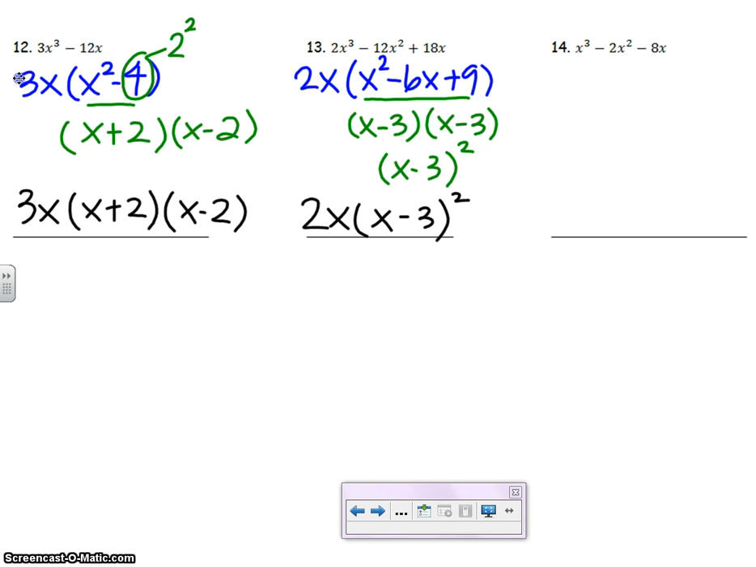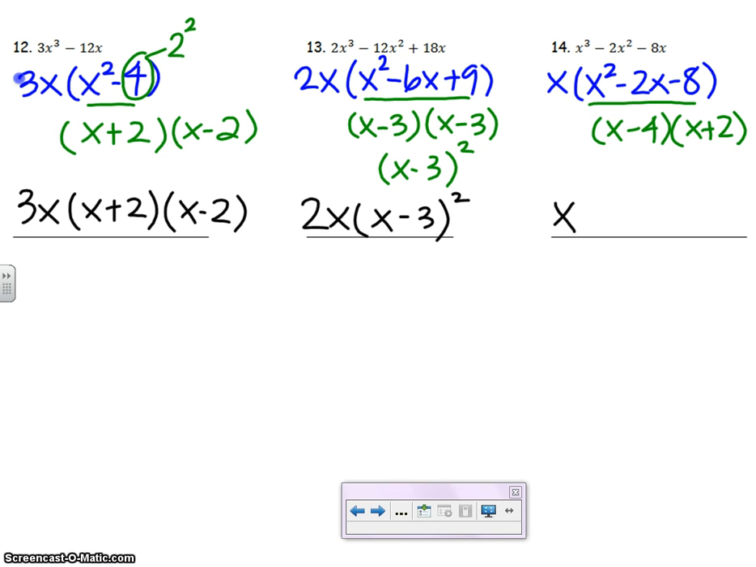Number 14, the last: x to the third minus 2x squared minus 8x. The only thing that all three have in common is the x, so we factor out our GCF and we're left with x squared minus 2x minus 8. Can we still factor? Can we find factors of negative 8 that add up to be negative 2? Yes, we can. So this will factor to x minus 4 times x plus 2, and we will include our x in our answer. So our completely factored answer is x times x minus 4 times x plus 2.